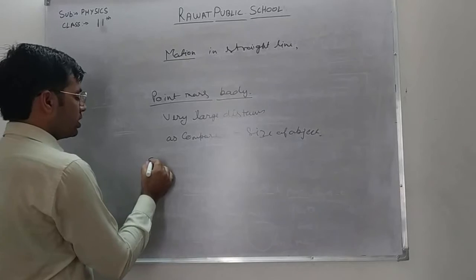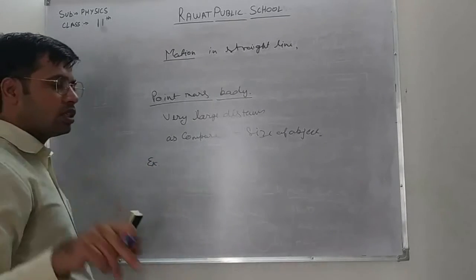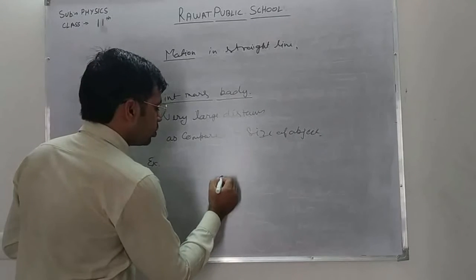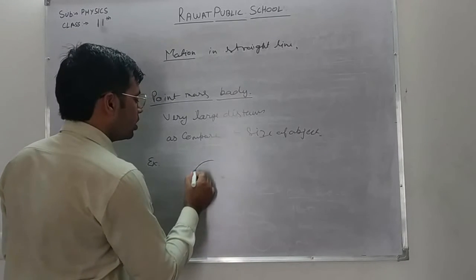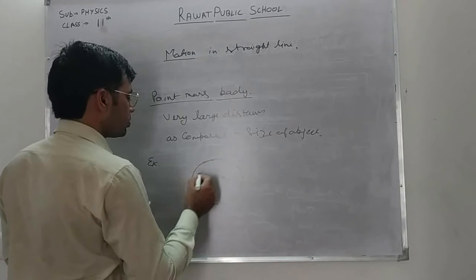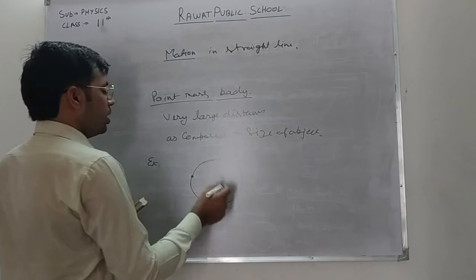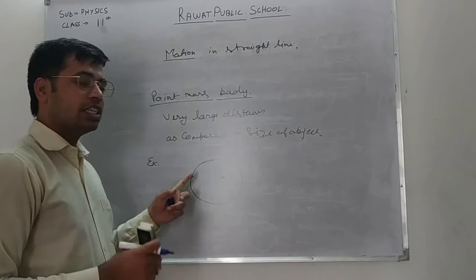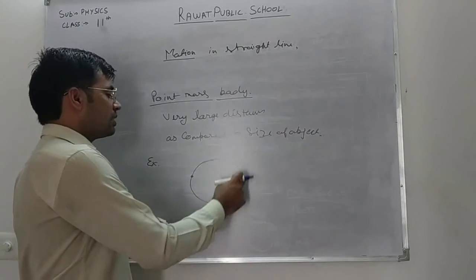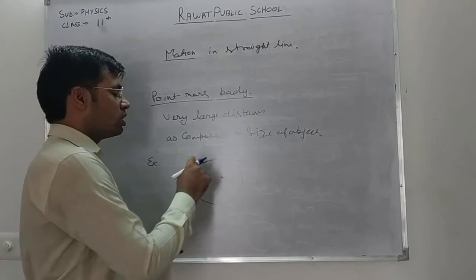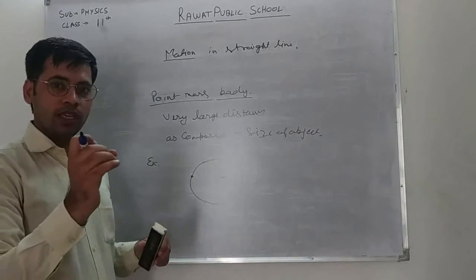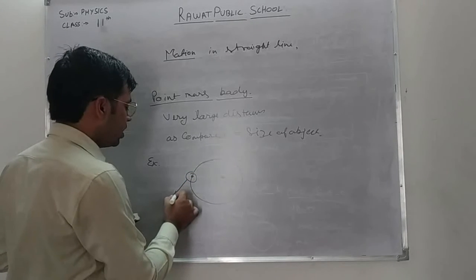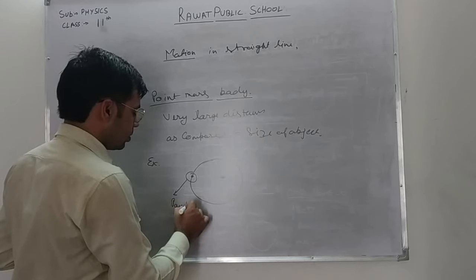Now for example, let's say earth revolves around the sun. Let's suppose this is the sun and earth revolves around it. You can see here the diameter of earth is very small as compared to the size of this orbit in which the earth is revolving around the sun. So in this condition we can say that this earth is a point mass object.